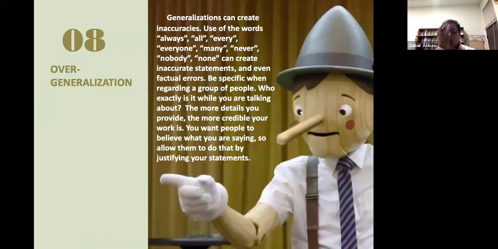What are the overgeneralizations that need to be avoided? Always, every, many, never, nobody, none create inaccuracies. All the lawyers are cheats. All the bankers are corrupt. All the politicians are bad. All the cricketers are hardworking. These are overgeneralizations, and they must be avoided, specifically in academic writing. So whatever you say, it must be qualified.